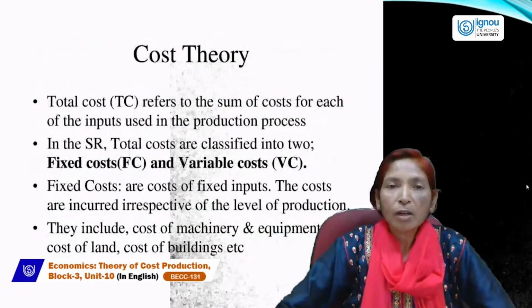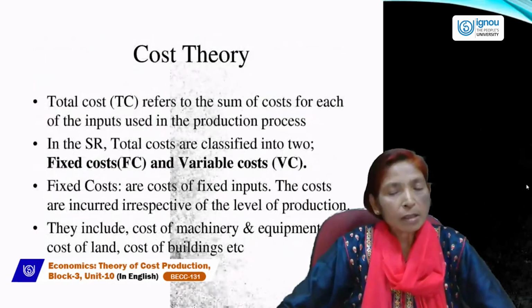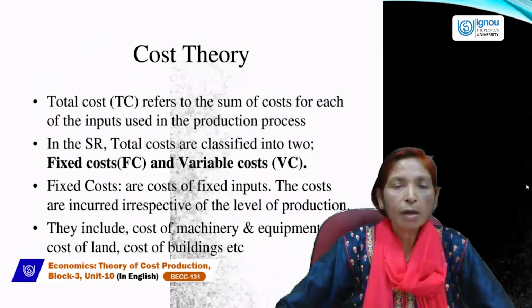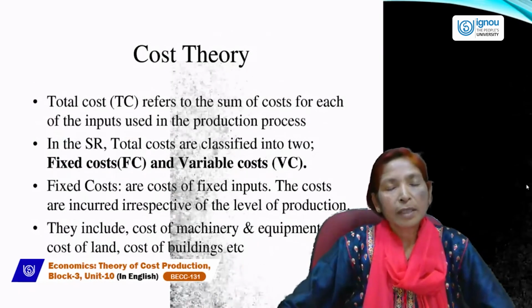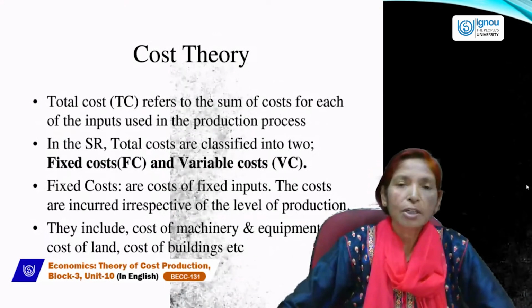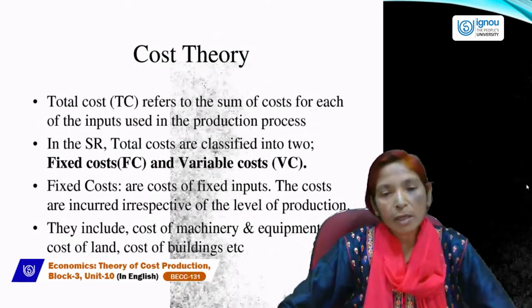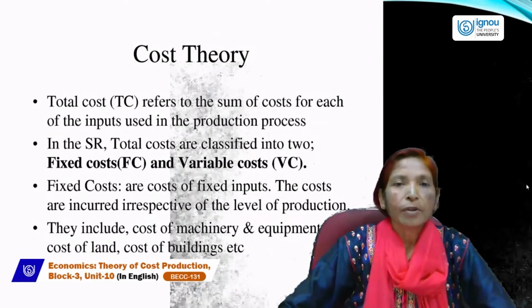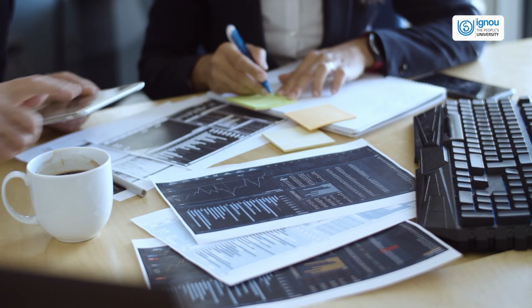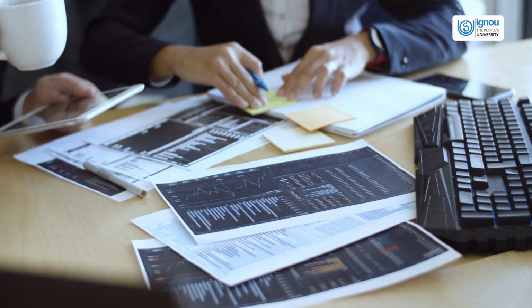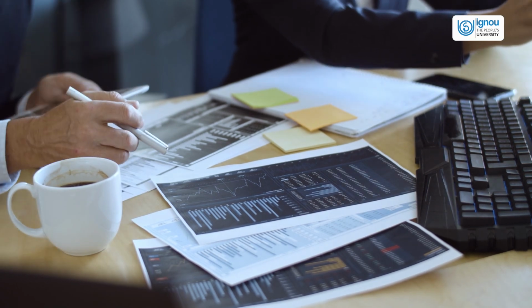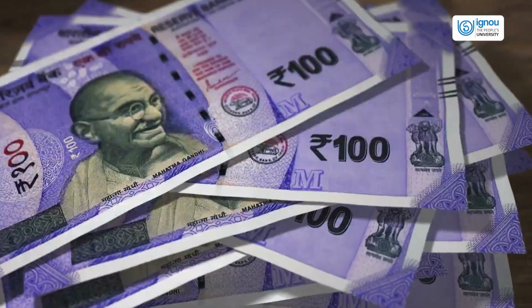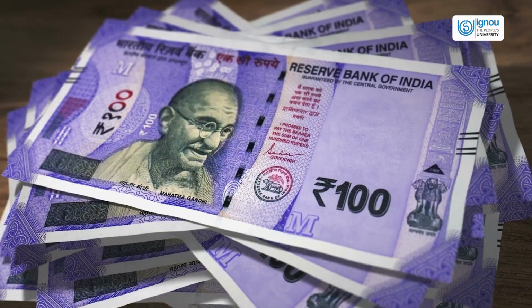And what is the meaning of cost theory? Cost theory generally explains all types of cost, and it also explains different time period cost functions like the short run cost function and long run cost function. Total cost is the summation of total fixed cost and total variable cost. Total cost refers to the sum of all the costs for each of the inputs used in the production process.